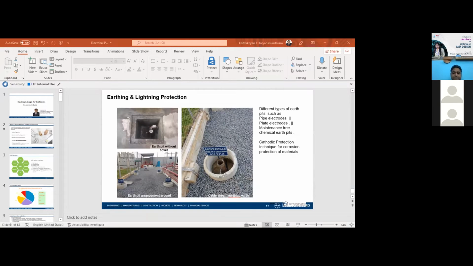Can you give a brief about how to step down the electrical supply to the building? Yeah, step down the power. As I said, a transformer, either a power transformer or distribution transformer, is the equipment which steps down the higher voltage to the lower voltage, right?